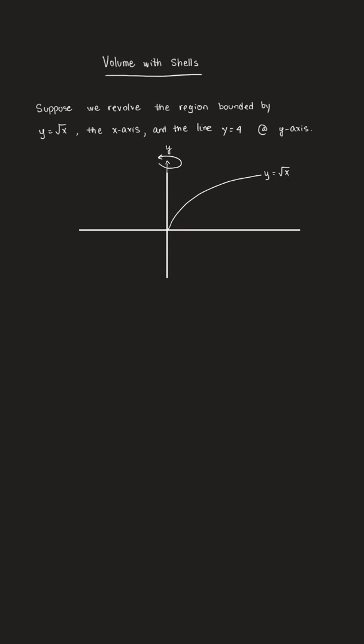We're going to start again with the square root function and the region bounded by the square root function, the x-axis, and the line x equals 4. Sorry, I meant x equals 4. I can't erase it, but that's okay, I can add x equals 4. So here's the line x equals 4. And we're going to revolve this region over the y-axis.